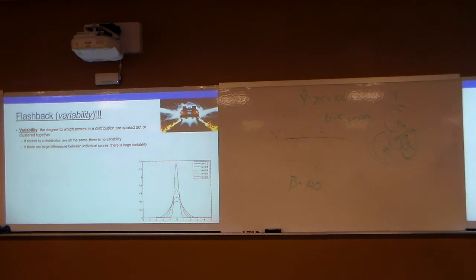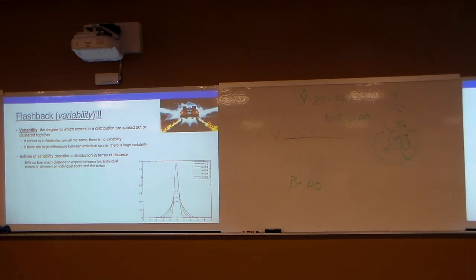Variability. Remember, in general, when we're talking about variability, it's the degree to which scores are spread out or clustered together. If scores in a distribution are all the same, there's no variability. We've got a constant, right? Everything's the same. If there are large differences between scores, there's large variability, everything's kind of spread out, right? And there's a number of different ways that we can think about variability that's going to be helpful for us.